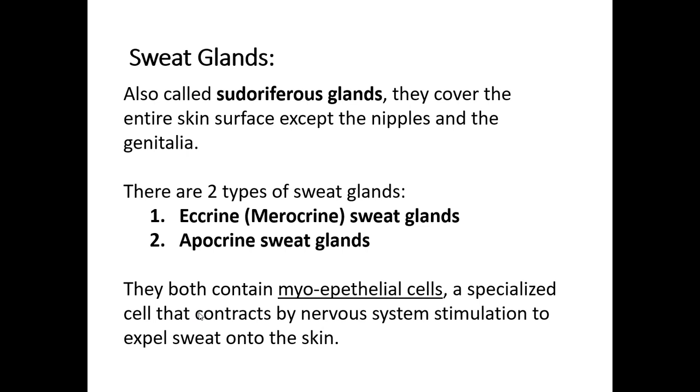So looking again at some appendages or derivatives located in skin, we identified sweat glands. Sweat glands may also be referred to as sudoriferous glands. They cover the entire skin surface except for the nipples and the genitalia. There are two types of sweat glands: your eccrine, also referred to as merocrine glands, and the apocrine glands. Both contain a myoepithelial cell, which is a specialized cell that contracts by nervous system stimulation to expel sweat onto the skin.